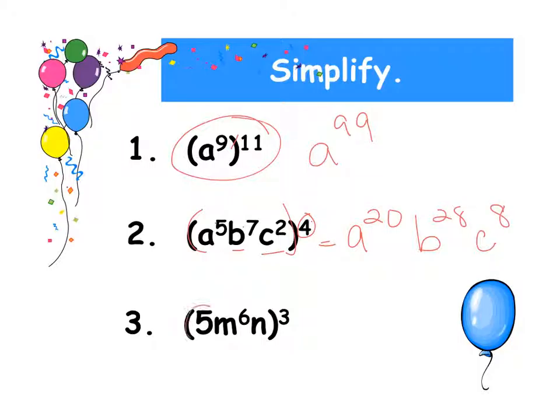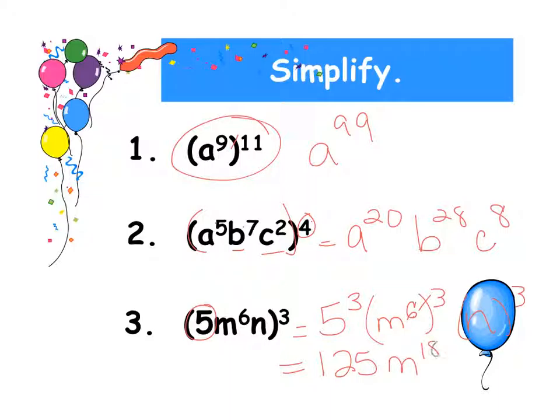Now on this one, I have a coefficient in here, so I have to raise the 5 to the 3rd power, the m to the 6 to the 3rd power, and the n to the 3rd power. 5 to the 3rd is 5 times 5 times 5, which is 125. Power to a power, I multiply, m to the 18th. And power to a power, I multiply. There's a 1 implied there, so it's n to the 3rd.